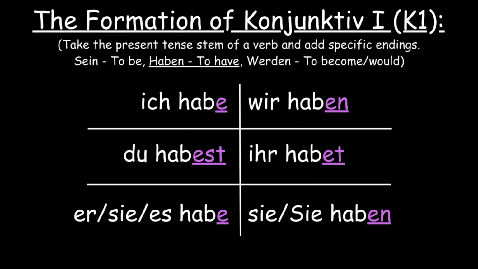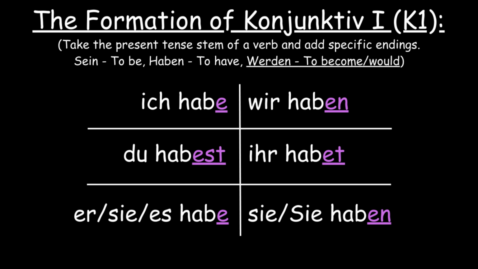Haben in Konjunktiv 1 will look like this. Ich habe. Du habest. Er/sie/es habe. Wir haben. Ihr habet. Sie haben. In this case, the verb simply uses the basic endings in the mood.